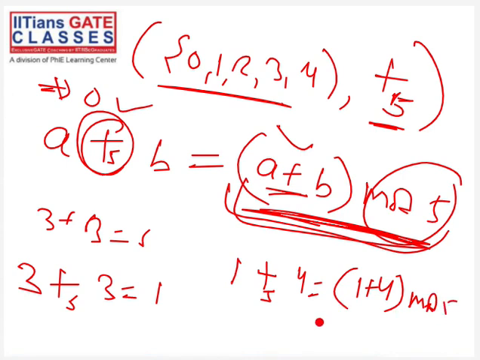And what is 1 plus 4 mod 5? 5 mod 5 is 0. So you can see the inverse of 1 is 4. Okay, similarly the inverse of 4 will be 1.